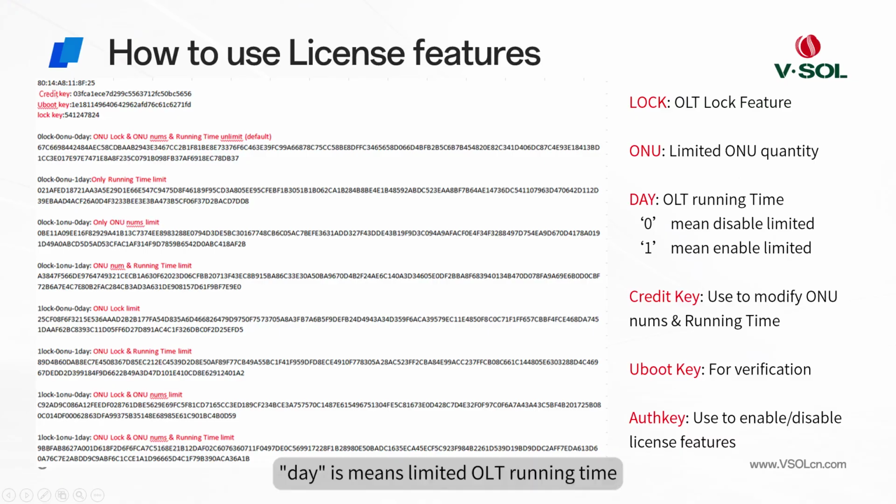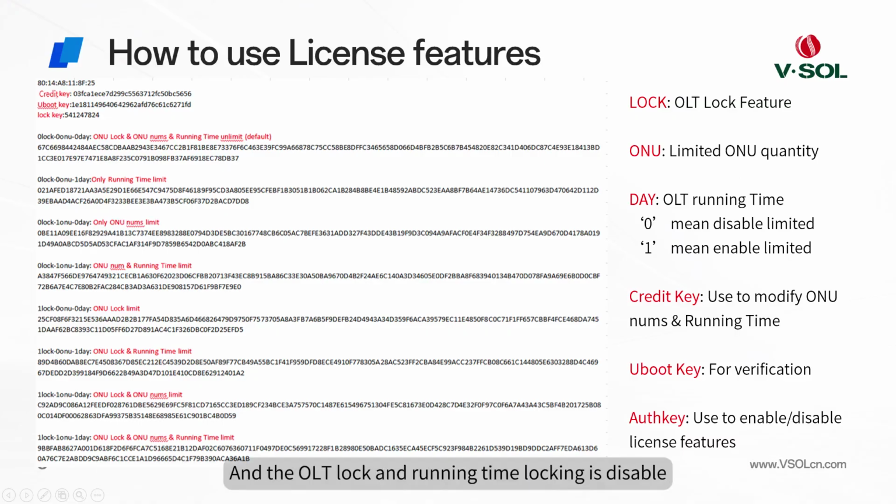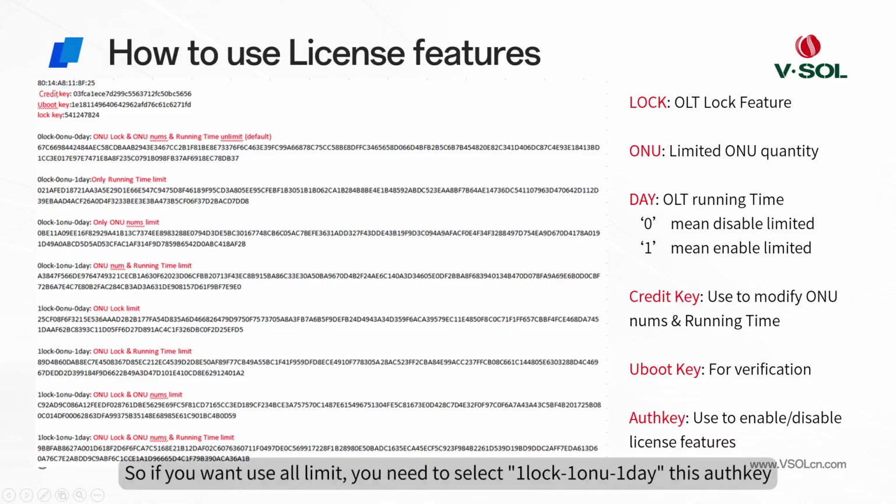The number before the word indicates whether the feature is enabled for this license. 1 means enable the limit. 0 means disable the limit. Such as this auth key, 0 lock 1 ONU 0 day, means only the ONU quantity limit is enabled, and the OLT lock and running time limit are disabled. An OLT can only use one auth key at the same time. So if you want to use all limits, you need to select the 1 lock 1 ONU 1 day auth key.